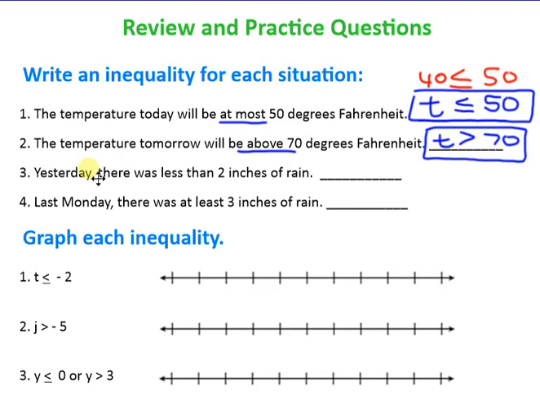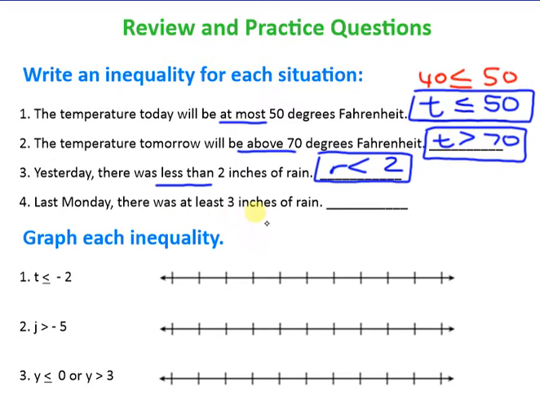but don't forget that you can use your test number like I did here in red. Number 3, yesterday there was less than 2 inches of rain, so I'm going to use R for rain, but you use whatever letter you want. My number is 2. My keyword is less than, and that one's pretty straightforward. That's just going to be our less than sign. And so R is less than 2 is going to be our final answer.